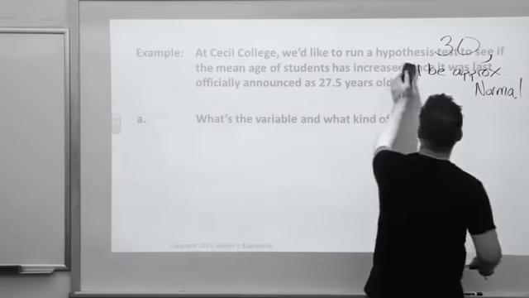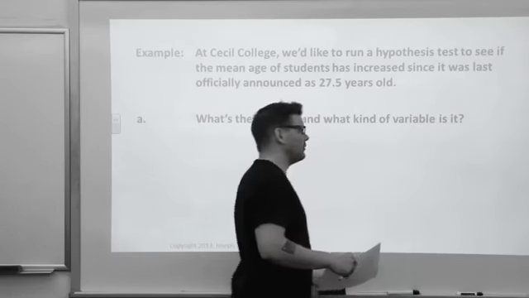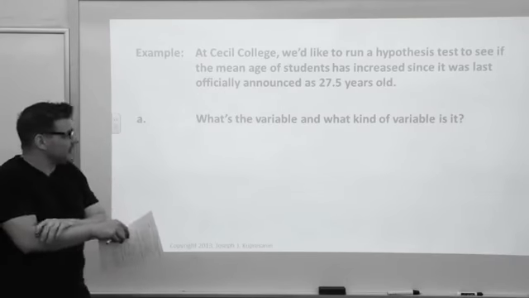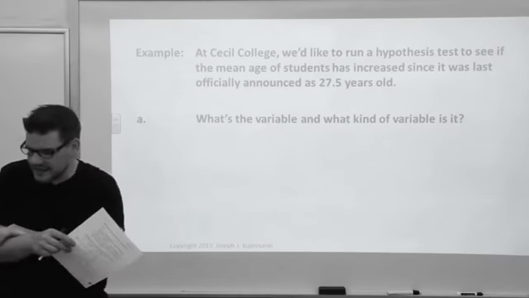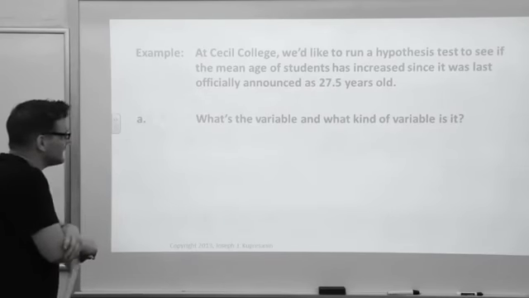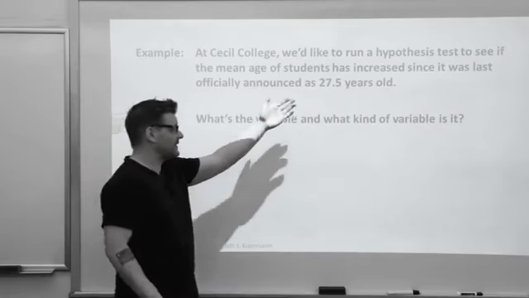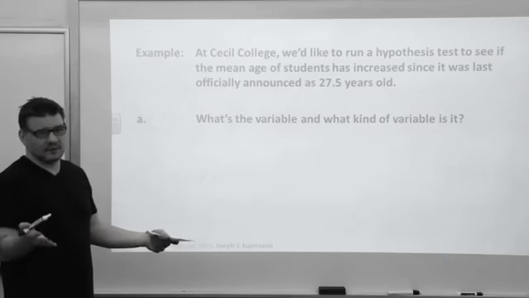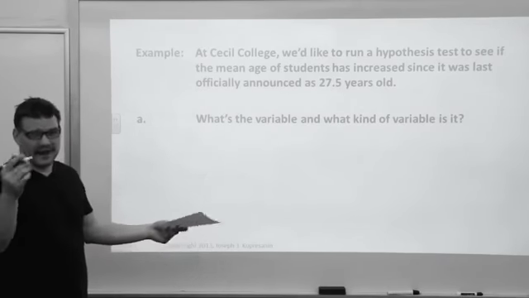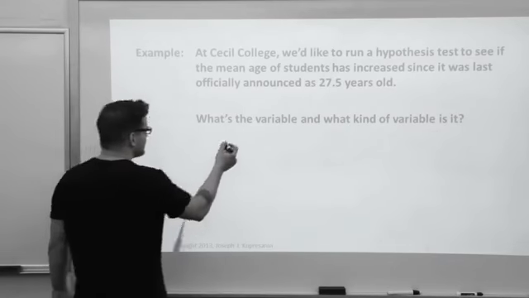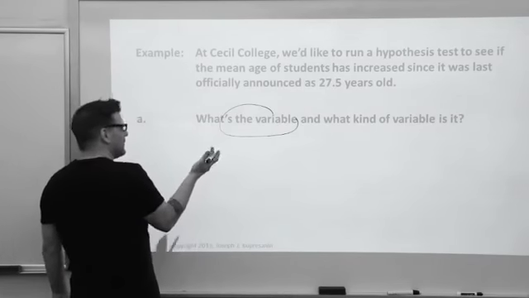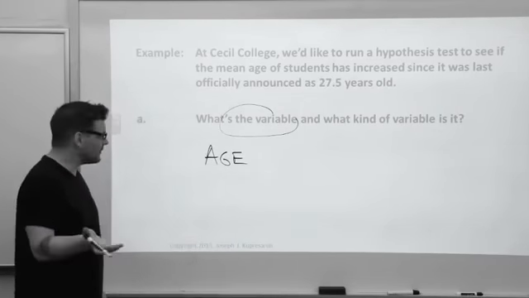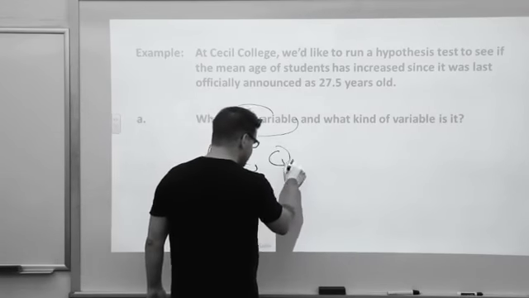Little example just to think about this, and we'll build on this during class time. Example at the bottom of the page. At Cecil College, we'd like to run a hypothesis test to see if the mean age of students has increased since it was last officially announced at 27.5 years old. Suppose 3 years ago they took a census from registration records and announced that the average age is 27.5. What's the variable? The variable is age. If I ask students, tell me your age in years. And what kind of variable? It's quantitative.